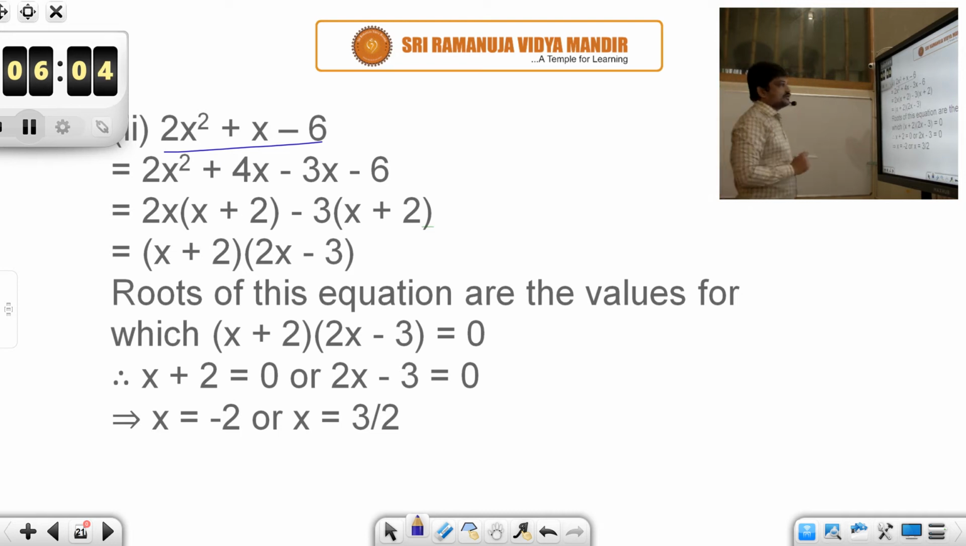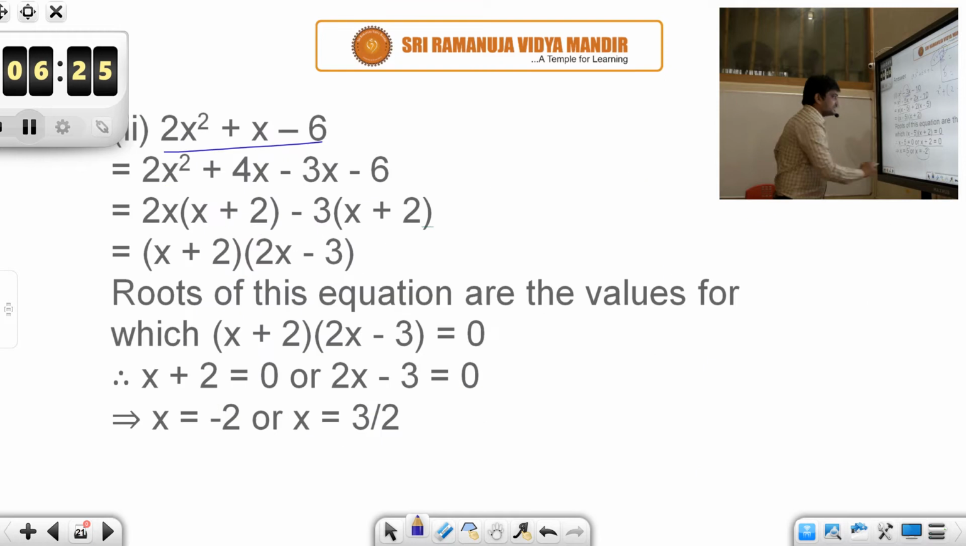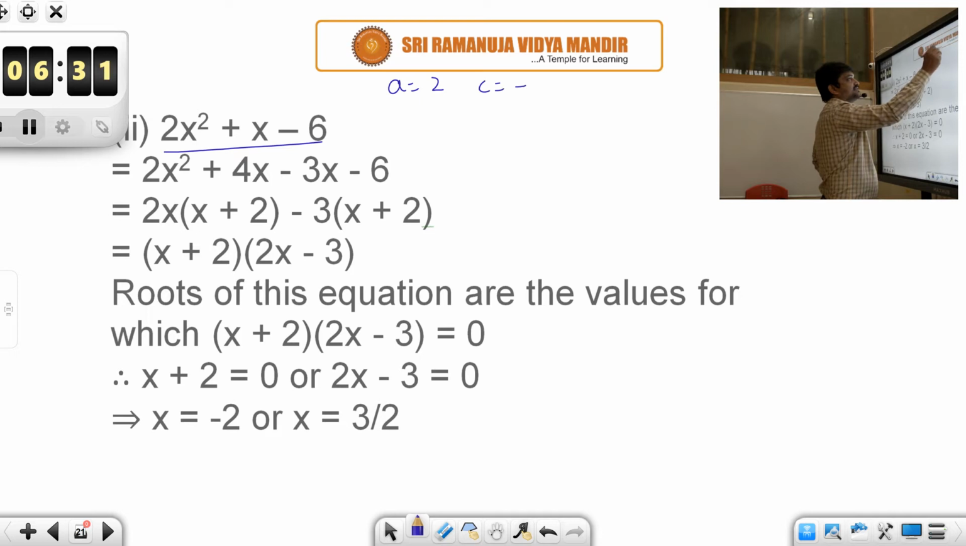Now, here I have told you that you need to write C in terms of L plus M. Express C as product of two numbers. Here A being 1. Actually you need to express A into C as product of two numbers. Let's look at the same over here. Here A is 2 and the value of C is minus 6.